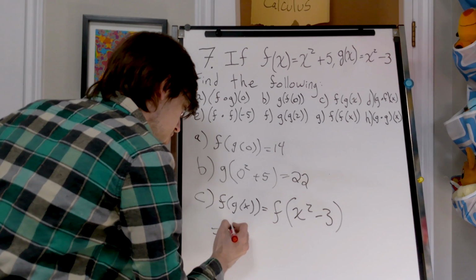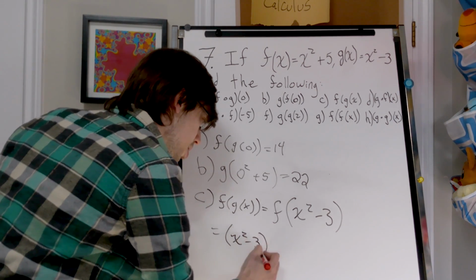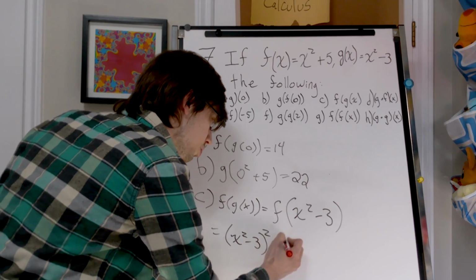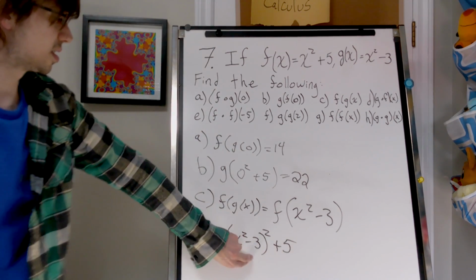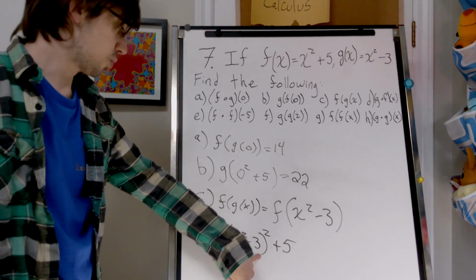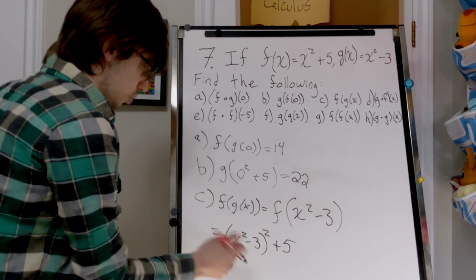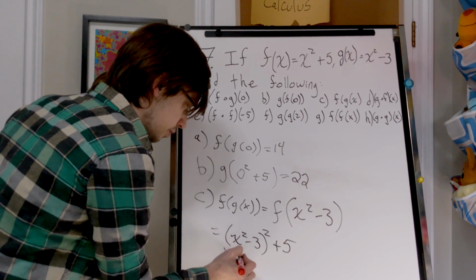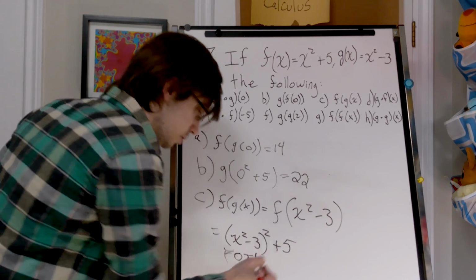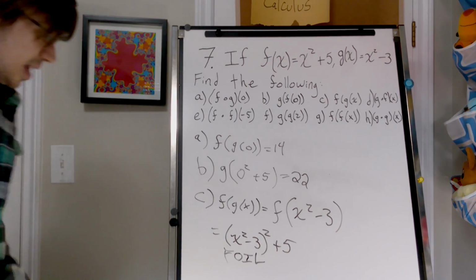Next step then is to plug this whole thing into that x. So we would write bracket x squared minus 3 and bracket squared plus 5. This thing is inside this x. So we have to times this by itself. So we can use the FOIL method. First terms, outside terms, inside terms, last terms.